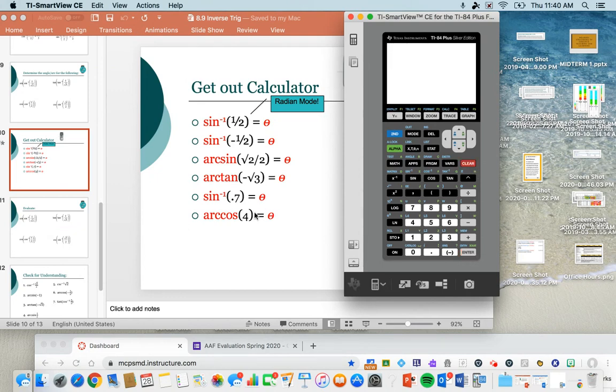What about arc cosine of 4? I should know without going into my calculator that sine and cosine can't go above 1. So when I push second cosine of 4, check that out. My calculator's not broken. It's because it's undefined. It gives me a domain error. I cannot put in 4. Okay?